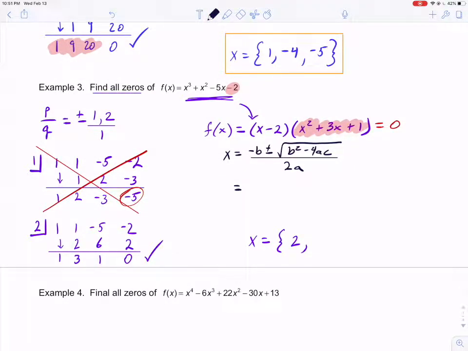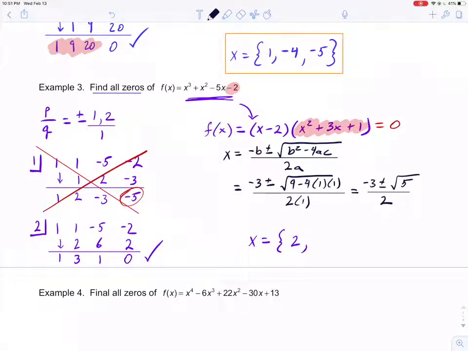The quadratic formula gives me -3 plus or minus the square root of 3 squared, which is 9, minus 4 times 1 times 1, all over 2 times 1. So I've got -3 plus or minus the square root. It looks like 9 minus 4 is just 5, and it's all over 2. -3 plus square root 5 over 2, and -3 minus square root 5 over 2. Those are my other two answers.